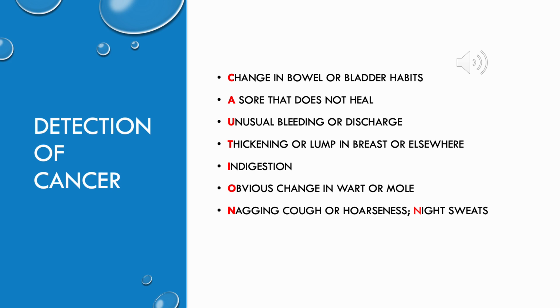T is for thickening or a lump in the breast or elsewhere. I is for indigestion. I had talked earlier about GERD causing cancer. Also, O is for obvious change in a wart or a mole. You should be looking at your moles and have them inspected once a year to make sure there's no changes in them. And then N is for a nagging cough or hoarseness that does not get better. And N is also for night sweats, which can be a symptom of lymphomas or certain kinds of cancers.